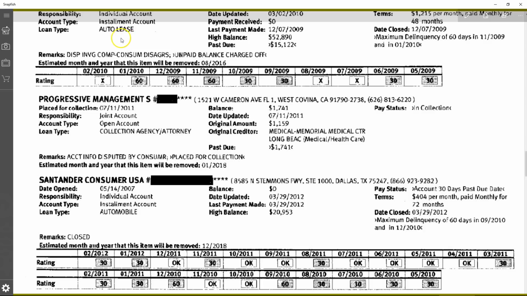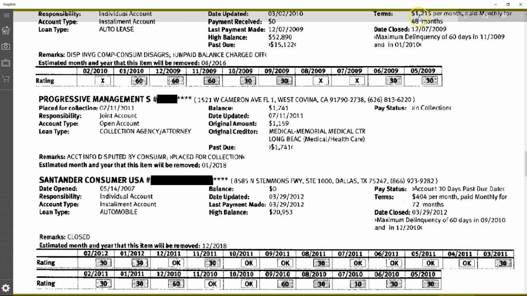All right, so first thing you want to do is ask your customer, is this an auto loan? Is it a lease or is it an installment loan, right? You want to ask them that, loan type. You want to check the date updated. Is that correct? Payment received, is that correct? Last payment made, is that correct, right? So you want to ask your customer, is this date correct here? The high balance, you want to ask them, have you ever had a balance this high? You want to ask them, is the past due balance correct right here?